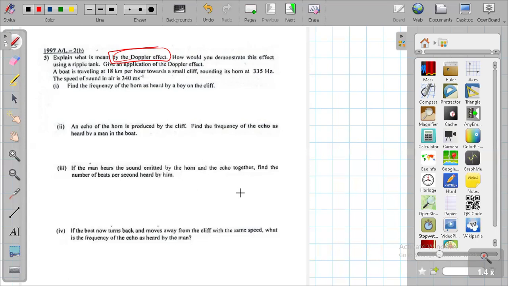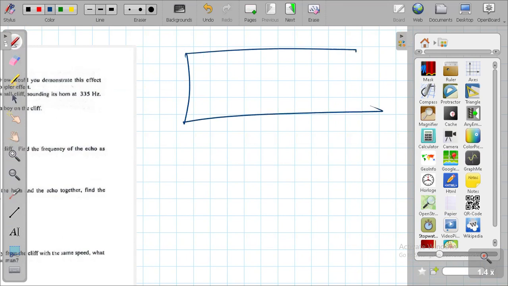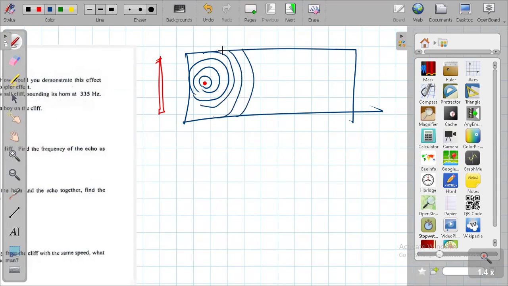How do you demonstrate this effect using a ripple tank? In the ripple tank, you let certain waves occur. There are many methods. You can generate waves using this type of vibrator, and also you can generate them using this type of point vibrator. Using this point vibrator, it will spread waves like this with even spacing. This is the normal way.